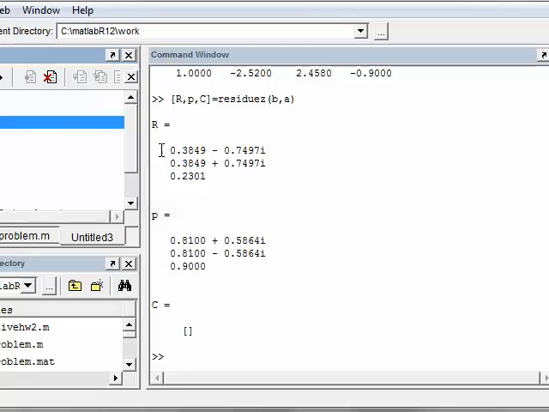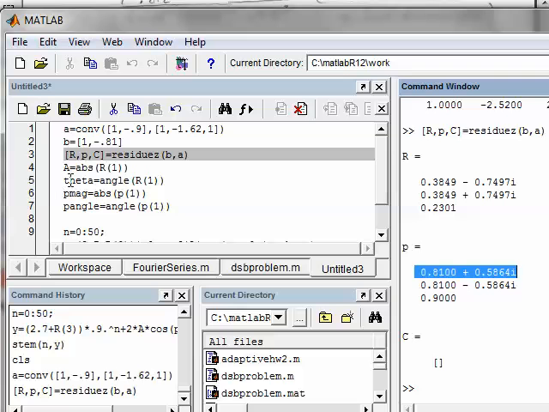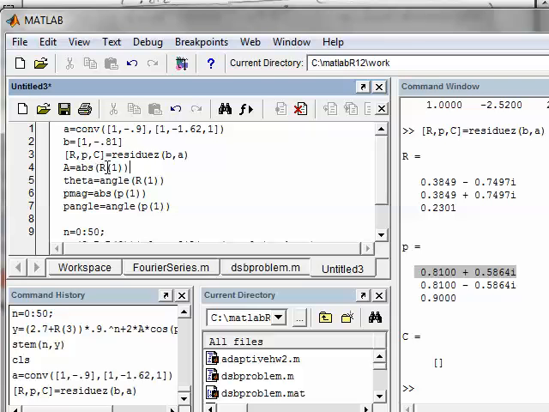So what I need is only the magnitude and phase of this first residue, and it corresponds to this pole, so I need the magnitude and phase of this pole. Okay, let me show you how I'm going to get that. A is equal to the absolute value, that's the magnitude of the first residue. I'm going to get the phase, which is the angle command of the first residue. I'm going to call that theta.